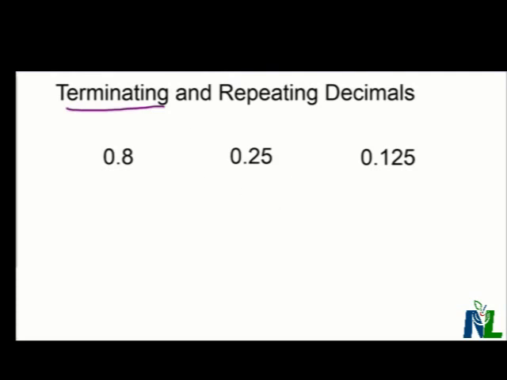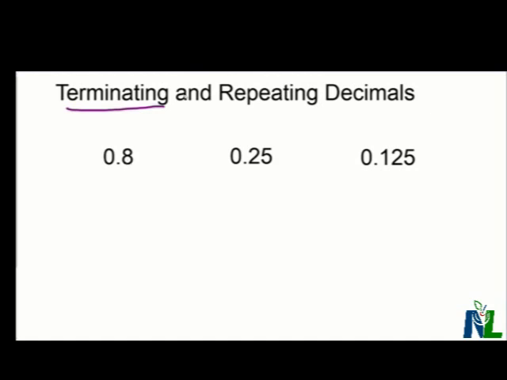This video is about terminating and repeating decimals. 8/10, 25/100, and 125 thousandths are all terminating decimals. They all have a certain number of digits after the decimal place, and then they stop. Each of these three numbers can be written as an equivalent fraction as well.